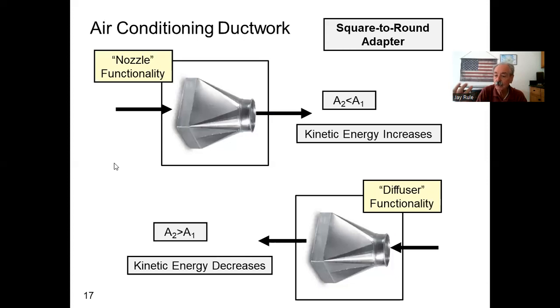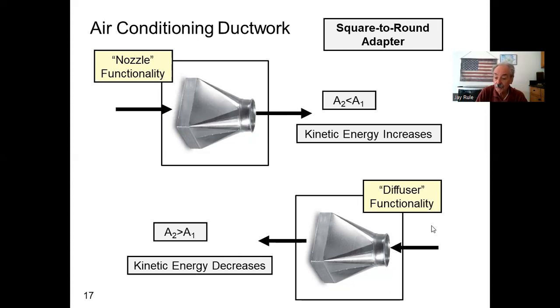Another example of a nozzle or diffuser would be in the HVAC, heating, ventilating, and air conditioning area, where we have just plain old aluminum or steel formed into a square to round adapter to go from or to a square duct, from or to a round duct. But clearly, by observation, for this example, A2 is less than A1. You're necking it down. This would be the functionality of a nozzle.